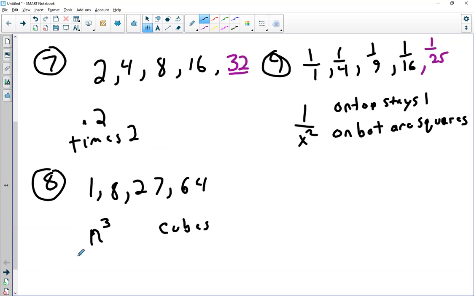Please don't draw a cube. How did I know that? You have to look at the numbers and make the pattern from it. It's not 1 to 8. It's because for each one, you get 1, 2, 3.